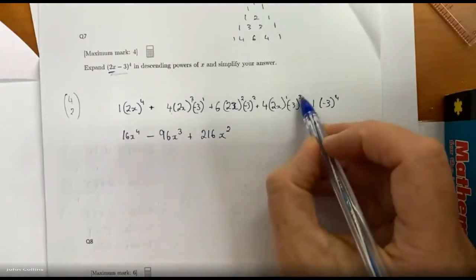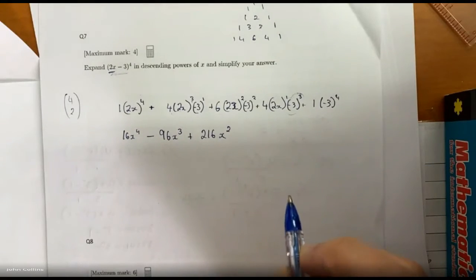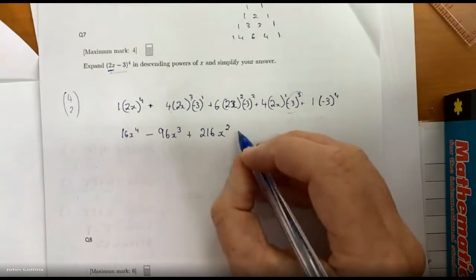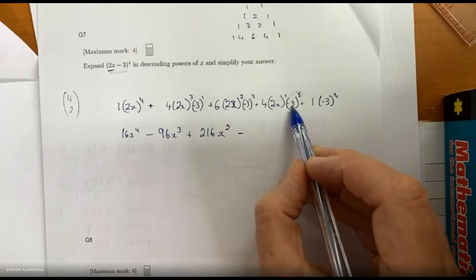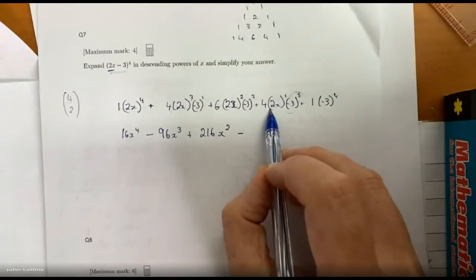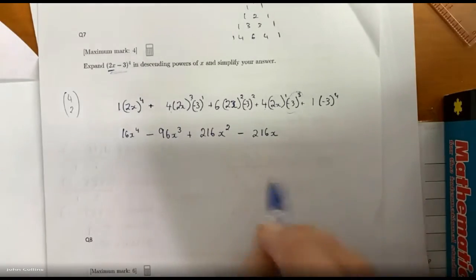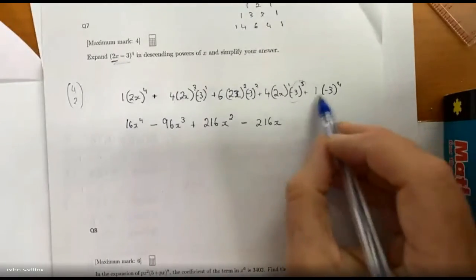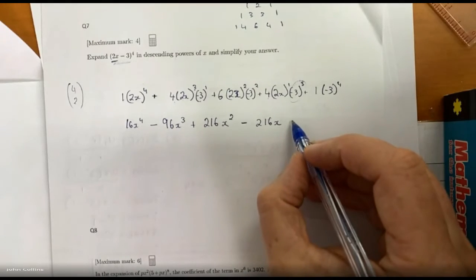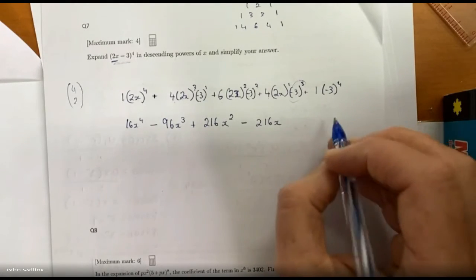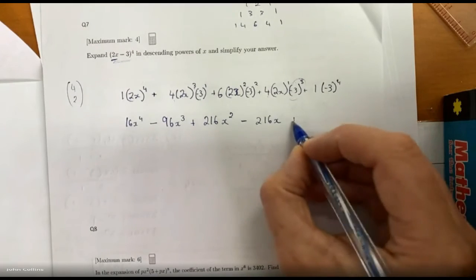Next one then. Minus 3 to the power of 3 is going to be minus 27. I'm just putting in the minus. Minus 27 then times 4 times 2 is also 216. There's only 1x. This one had no x term, and it's just minus 3 to the power 4, and that's plus 81. That's it.